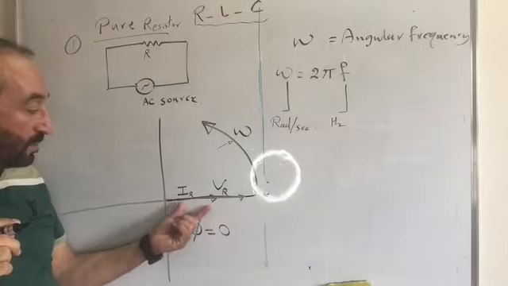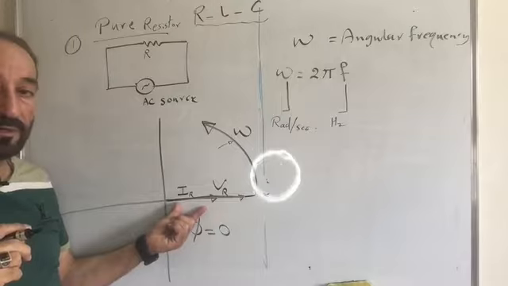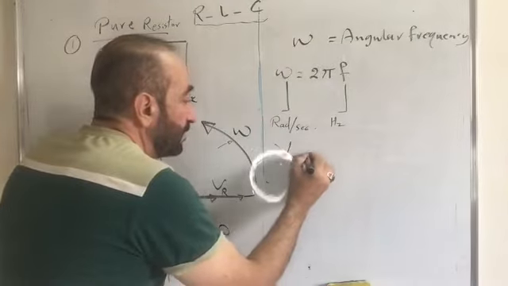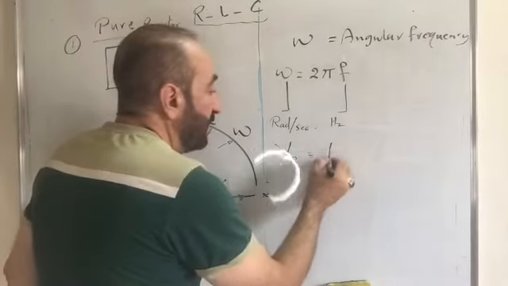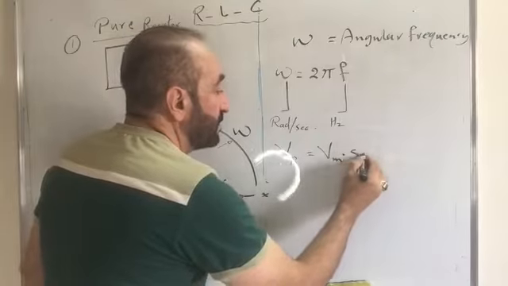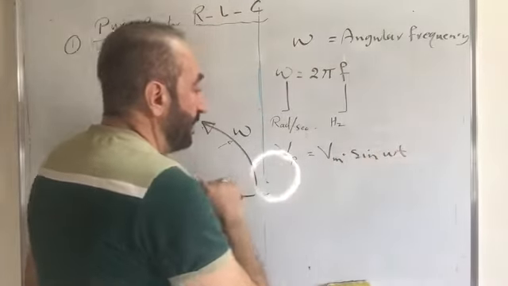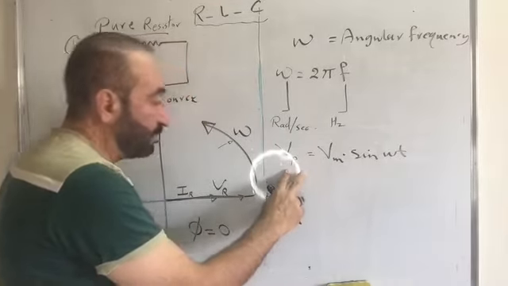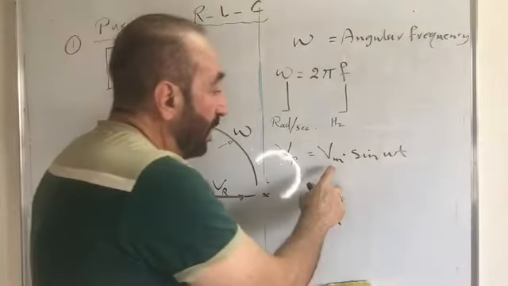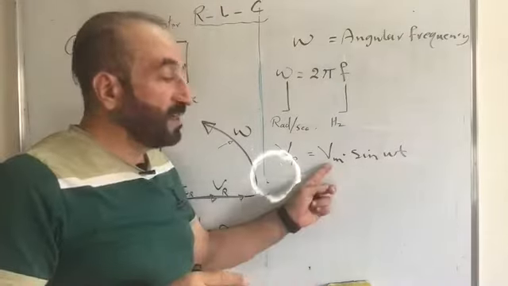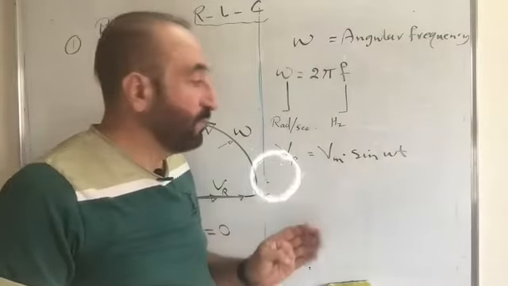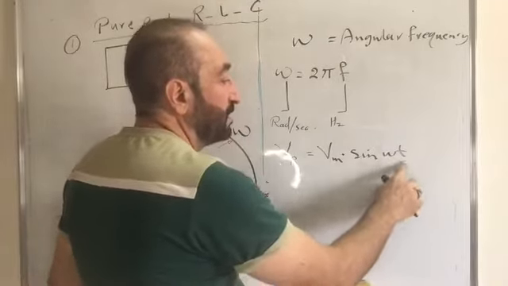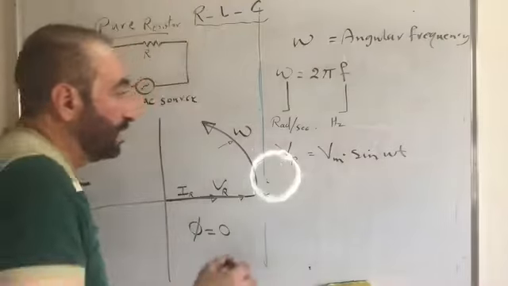Now we should write down the relation of I sub R and the relation of V sub R. V sub R equals V max times sine omega t. V sub R is the voltage between the two terminals of the resistor, while V max represents the maximum value of the voltage, and omega is the angular frequency and t the period of time.